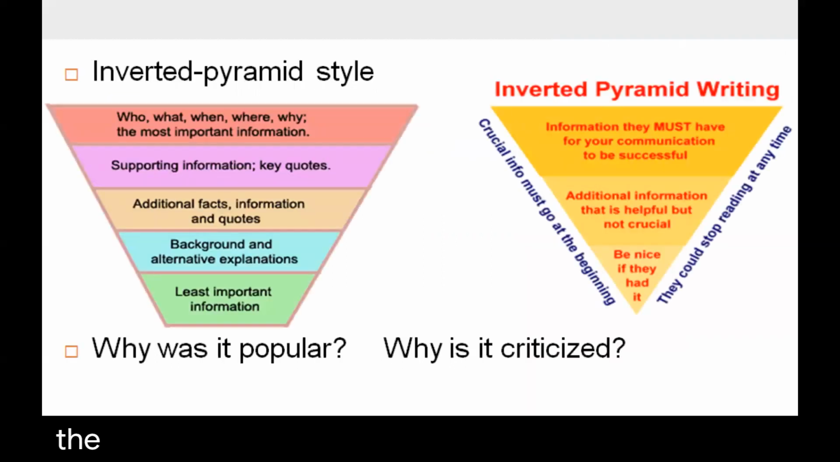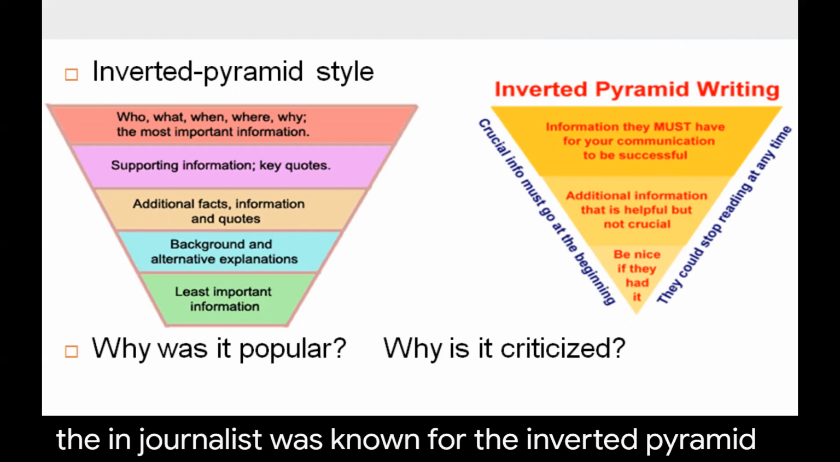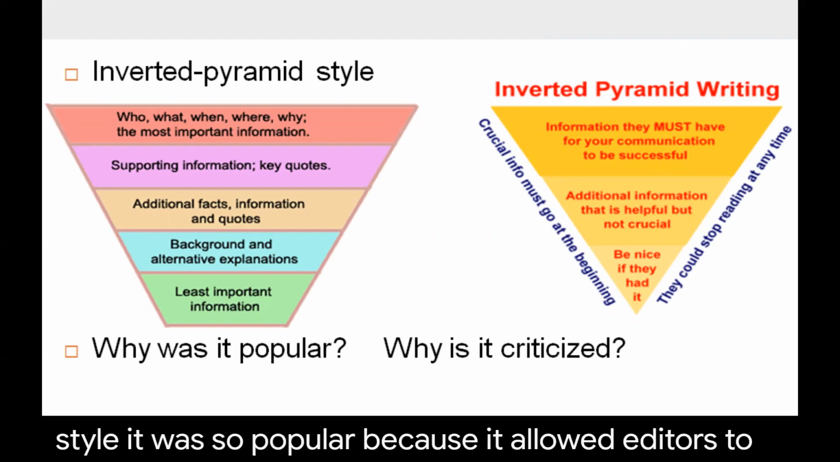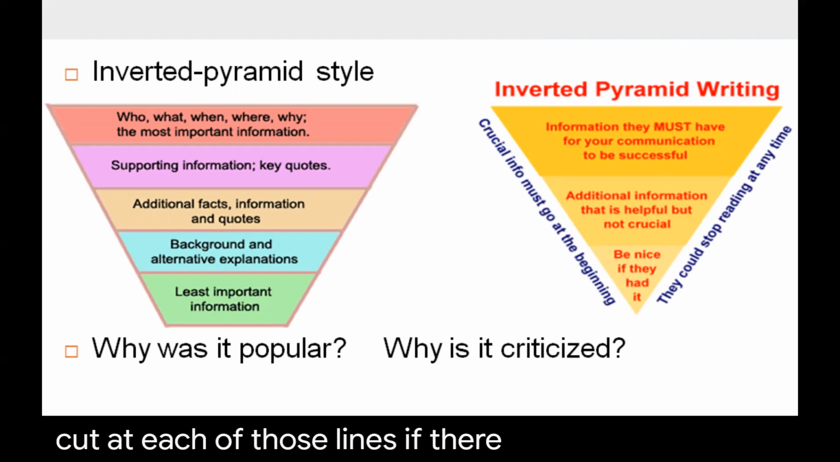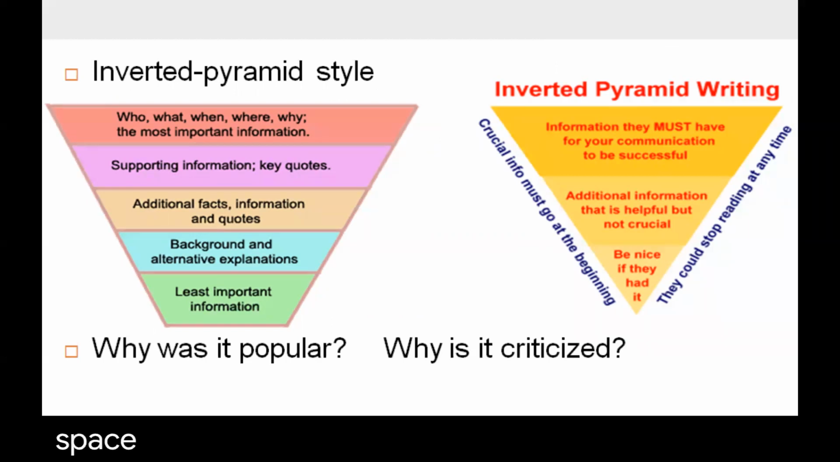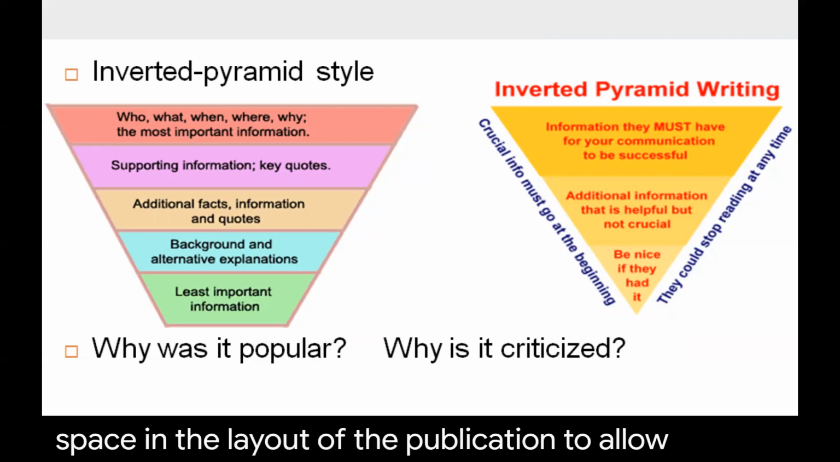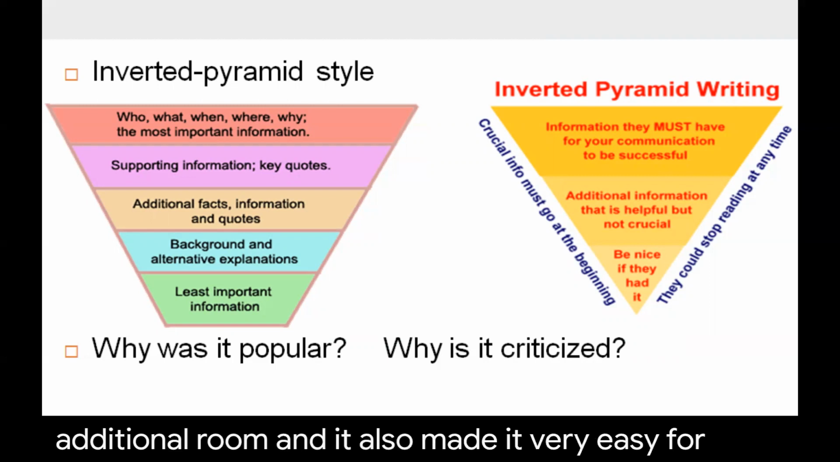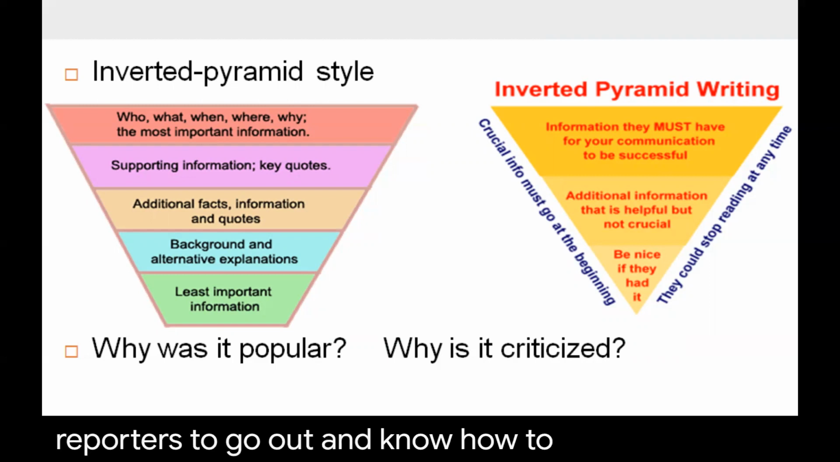The objective modern journalist was known for the inverted pyramid style. It was so popular because it allowed editors to cut at each of those lines if there wasn't enough space in the layout of the publication to allow for additional room. And it also made it very easy for reporters to go out and know how to write the story.